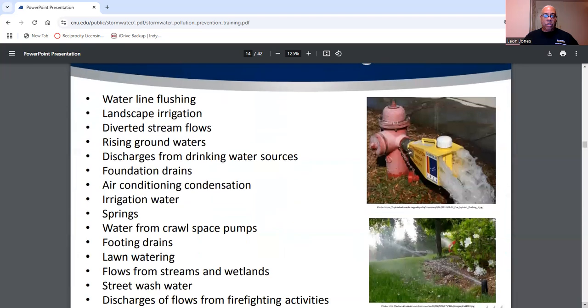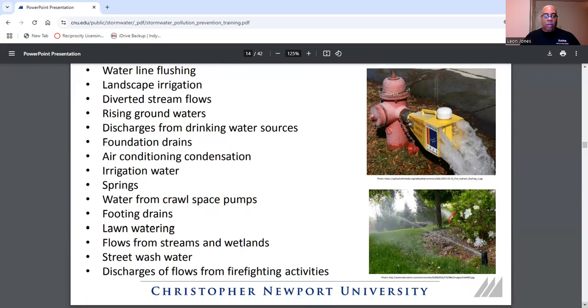Allowed discharges. Well, you have water line flushing, landscape irrigation, diverted stream flows, rising ground waters, discharges from drinking water sources, foundation drains, air conditioning condensation, irrigation water, springs, water from crawl space pumps, flooding drains, lawn watering, flows from streams and wetlands, street wash water, discharges of flows from firefighting activities. And here's some of the examples right here.